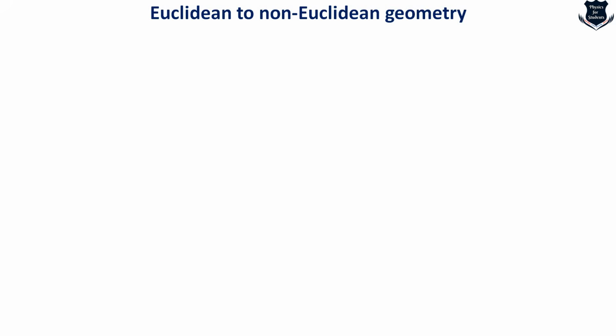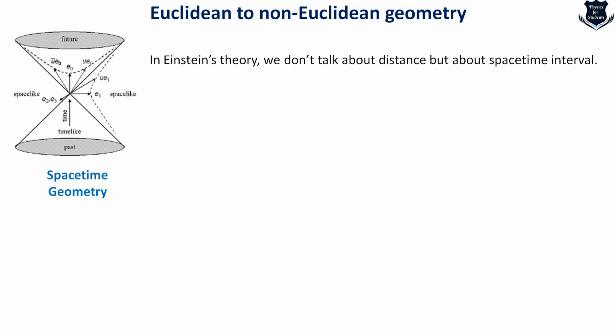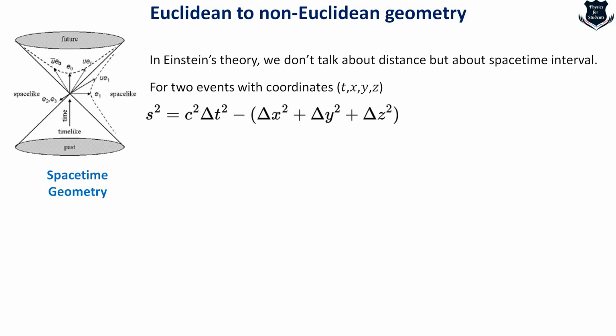We further move in times of Einstein's special relativity, where the space-time geometry looks like this. And in Einstein's theory, we don't talk about distance, but rather we say it is a space-time interval. And here we are taking time as one coordinate and 3 spatial coordinates, and the space-time interval looks something like this, one of the formulas. And here you can see that there is a minus or a negative sign. And this negative sign contributes sufficiently to different things like time dilation, length contraction.